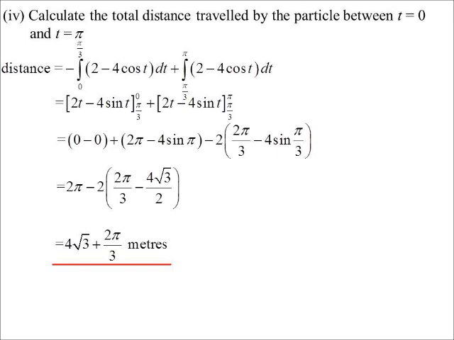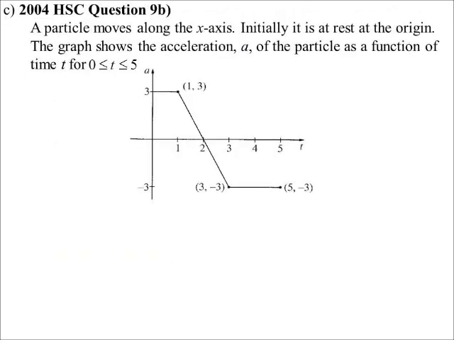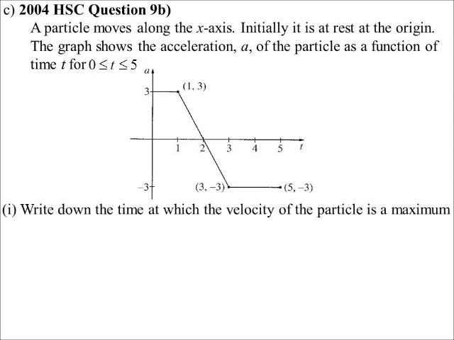All right. 2004. Looks more like a traditional travel graph, doesn't it? We've got all straight lines, but in fact, look at it closely, it's an acceleration time graph, this one. Acceleration time. So when is the velocity a maximum? And I've got an acceleration time graph.